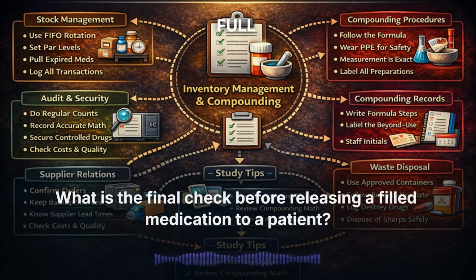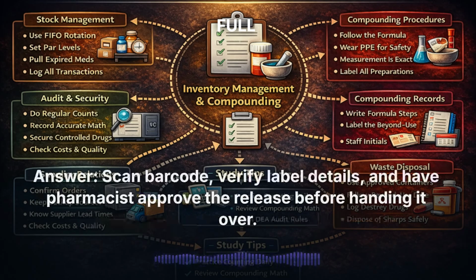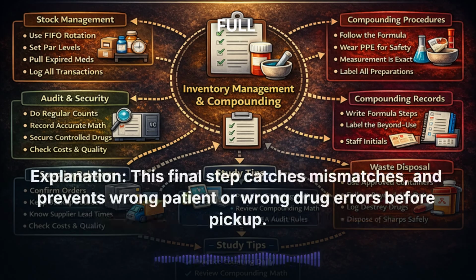3. What is the final check before releasing a filled medication to a patient? Scan barcode, verify label details, and have pharmacist approve the release before handing it over. This final step catches mismatches and prevents wrong patient or wrong drug errors before pickup.